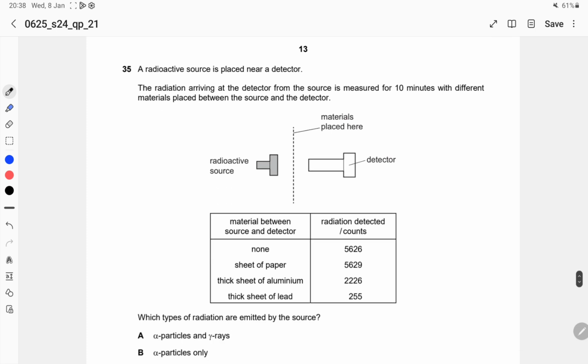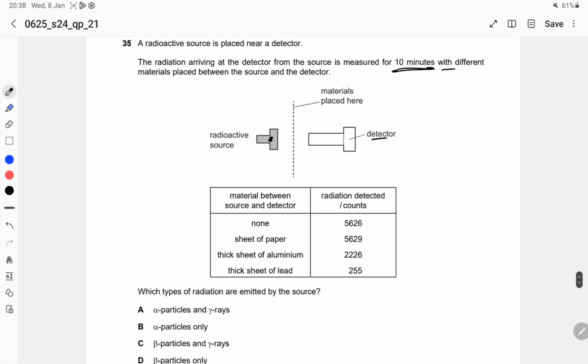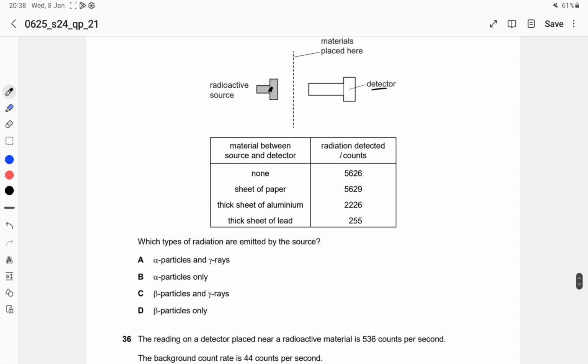35th. A radioactive source is placed near the detector. You can look at the diagram. This is my source. This is my detector. The radiation arriving at the detector from the source is measured for 10 minutes, with different materials placed in between. So when there is nothing, this is my count rate.